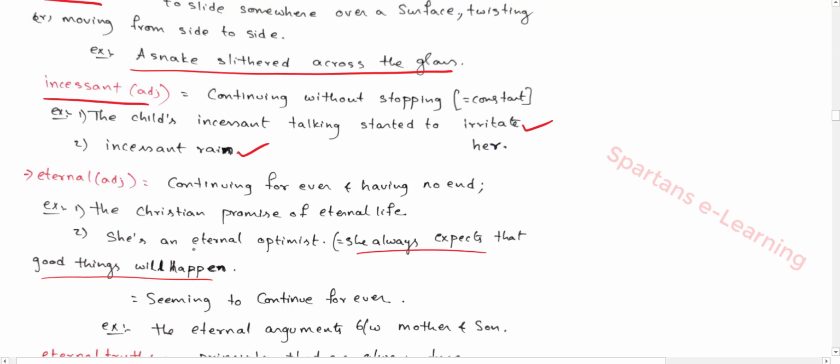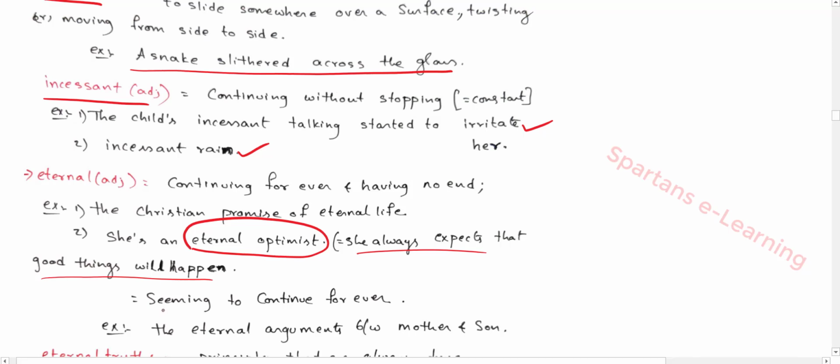See here, there is a very good usage, eternal optimist. So being an eternal optimist means expecting that something good will happen, indefinitely. So there is no chance of being pessimistic for her. Whenever you want to say he is too optimistic, better use eternal optimist. Instead of saying he is always optimistic, you say he is an eternal optimist. That way you are conveying that he is always in a positive state, right? That is the proper usage.